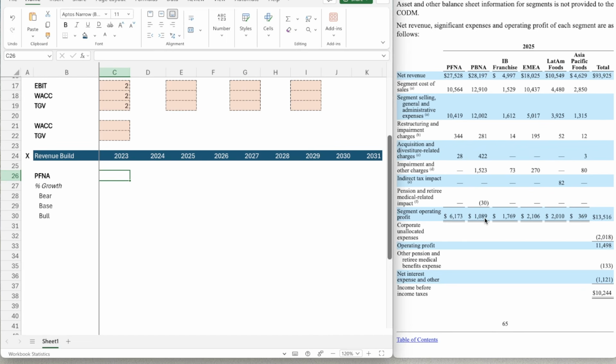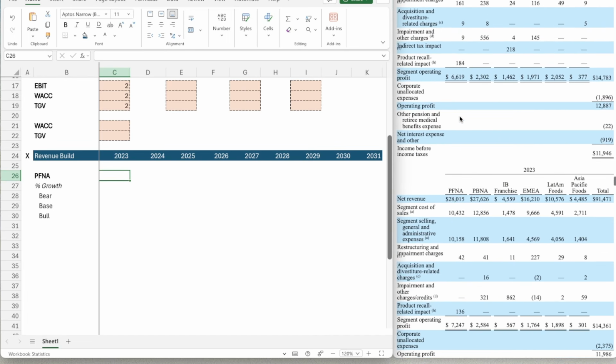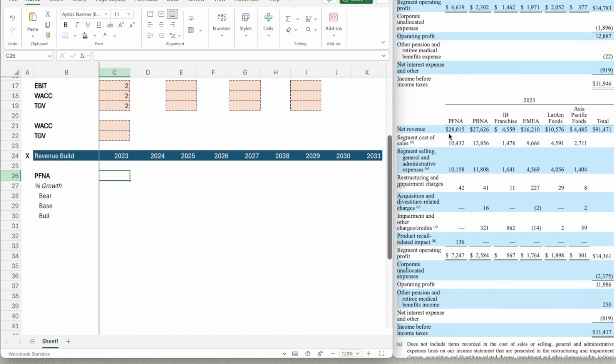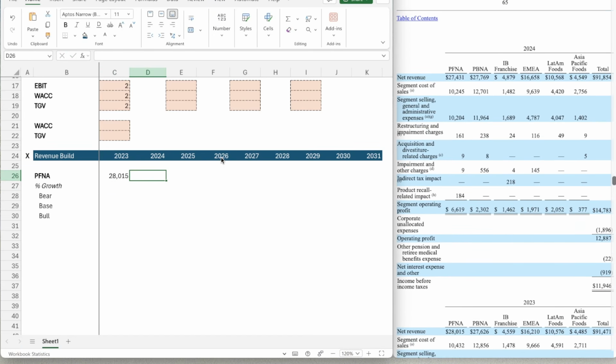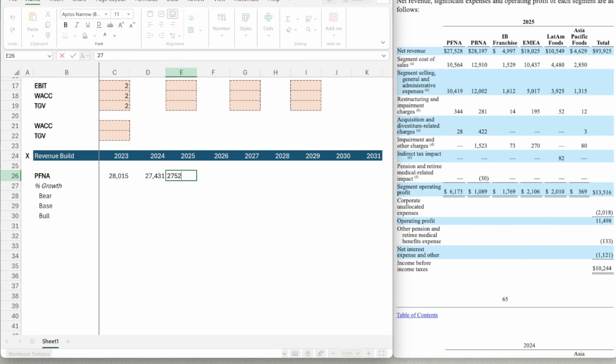Okay, so for 2023, Pepsi Foods North America, the revenue was 28 billion, but this will be denoted in millions, so we just need to put 28,050. For 2024, it decreased to 27,431, and 27,528 for 2025.